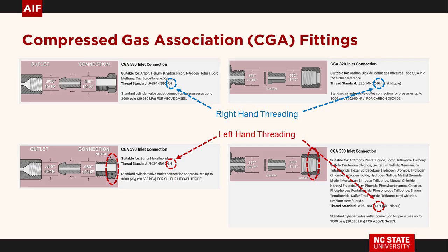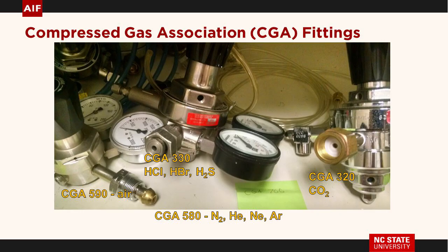There are many different ones. This is your most common one: nitrogen, helium, neon, argon. Why? Because unless you fill the room with it, they're something that you've got in the atmosphere. Not going to be a problem. CGA 330, that's a left-hand thread. Hydrogen chloride, hydrogen bromide. So the left-hand threads are often used for something that's nasty. And here's another one, 320. Some of them have washers. There are all kinds of different fittings.